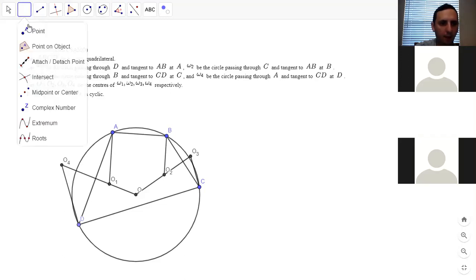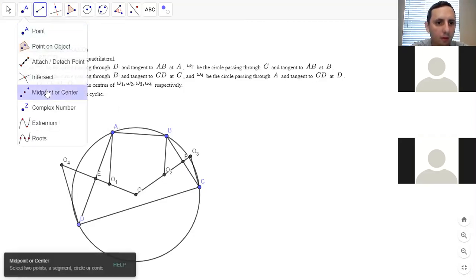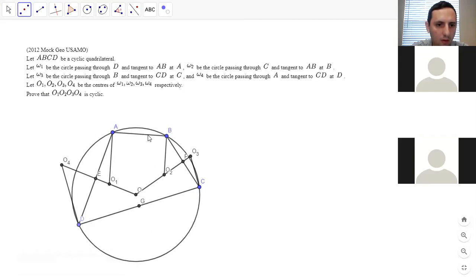So yeah, maybe it would help to label the midpoints of AD and BC. Can you draw the perpendiculars from O to AB and CD? Yes. This problem looks like a similarity problem. Then maybe I could draw the perpendiculars from O1 and O2 to CD and O3 and O4 to AB. I think we don't need it.